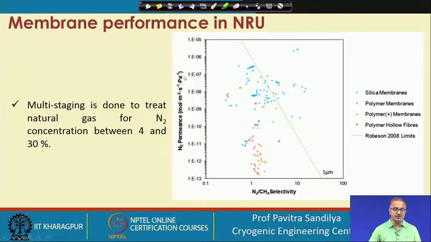And that is why we need to do multi-staging to treat natural gas for nitrogen concentration between 4 and 30%. When we have this kind of amount of nitrogen, we go for multi-staging. That means we use a number of membrane modules.